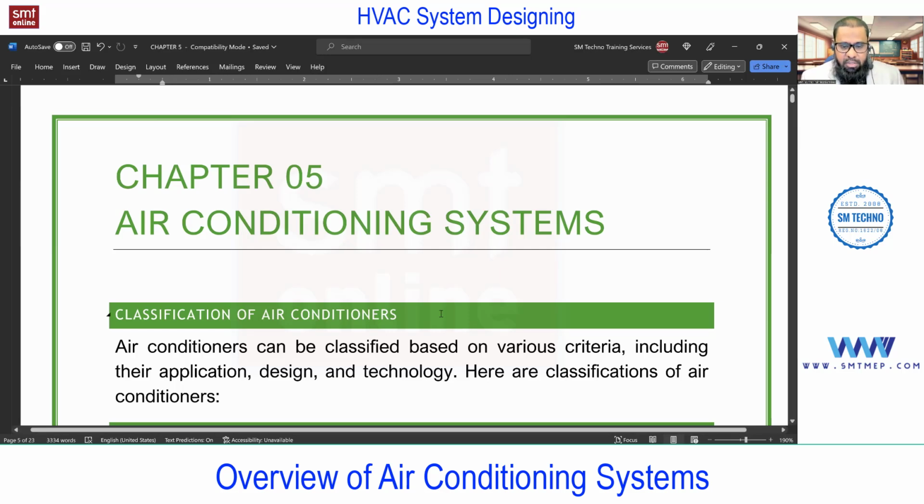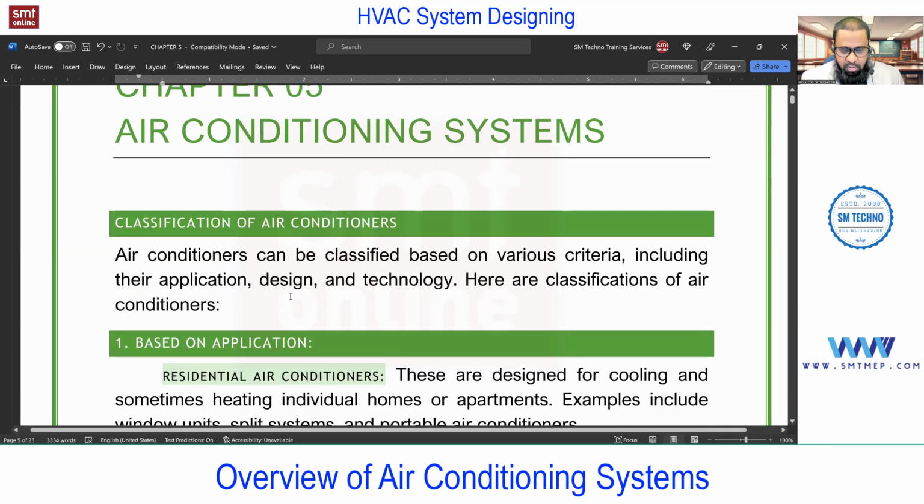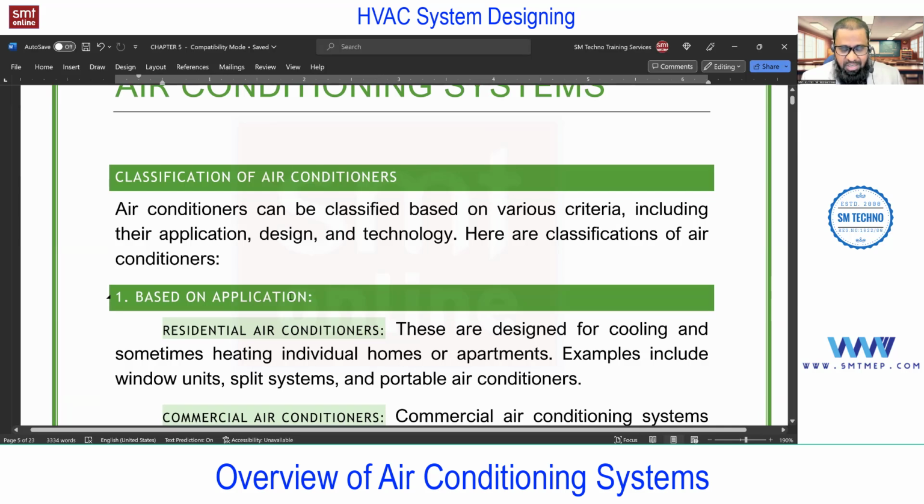Because if you talk about the air conditioning system, you'll find n number of options. So that's the reason I classify according to the application, according to the technology, according to the type of compressor first, which can be common for different types of air conditioners. Then we'll talk about which is commonly used in actual practice, the different systems.